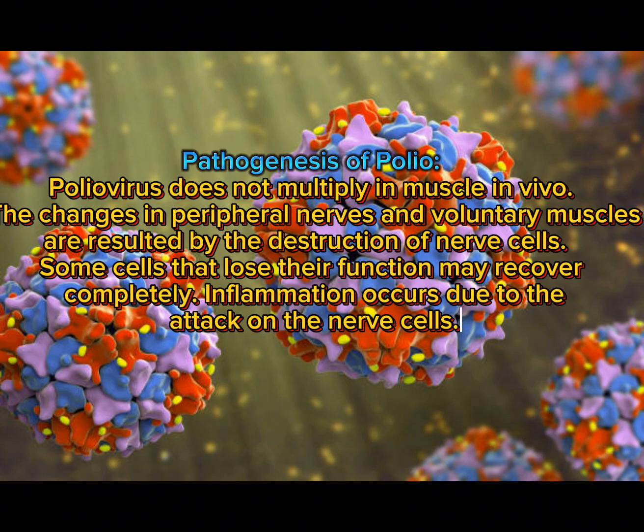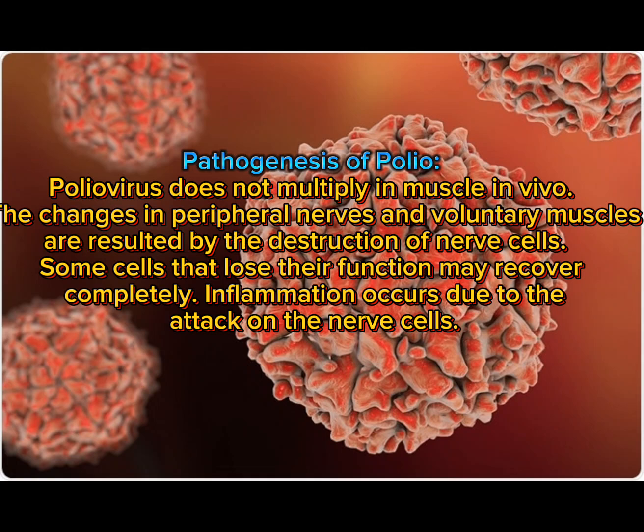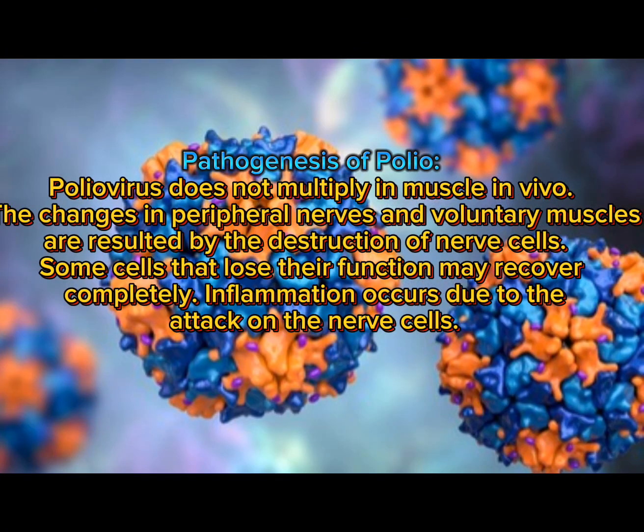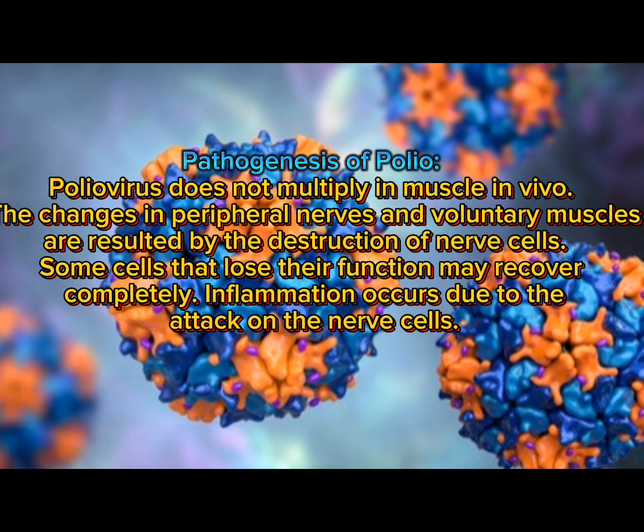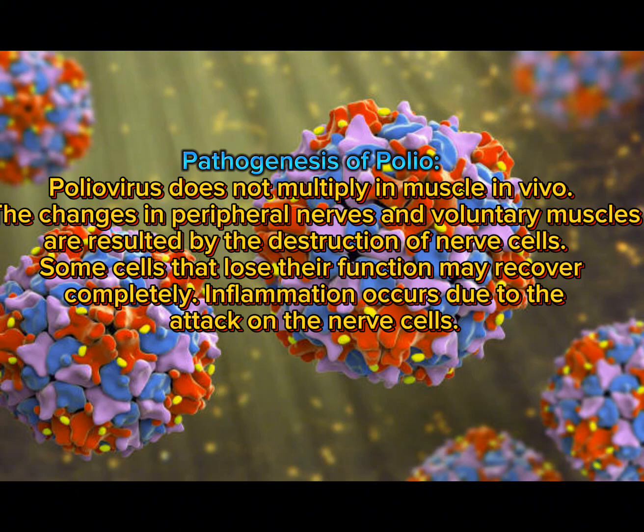Pathogenesis of polio. Poliovirus does not multiply in muscle in vivo. The changes in peripheral nerves and voluntary muscles result from the destruction of nerve cells. Some cells that lose their function may recover completely. Inflammation occurs due to the attack on the nerve cells.